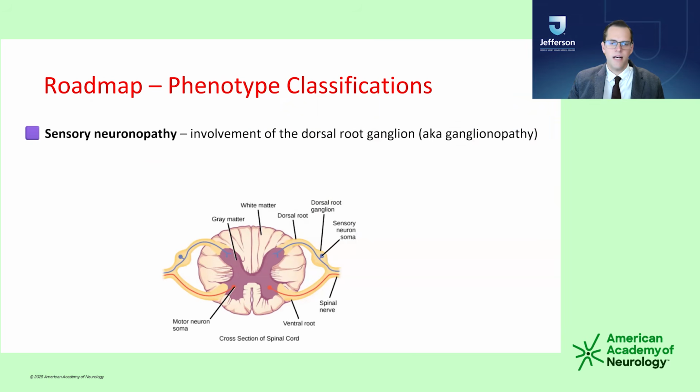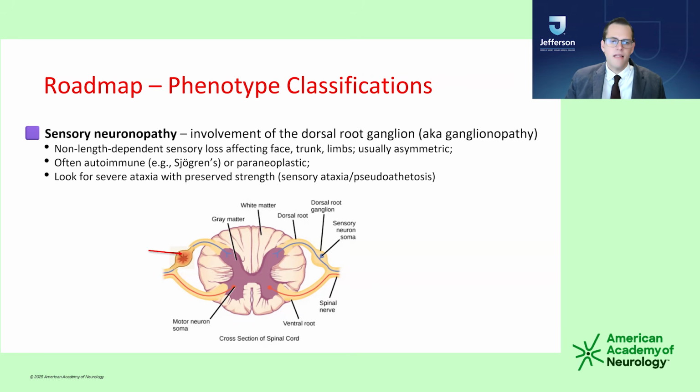Next is a sensory neuronopathy. It involves the dorsal root ganglion, also known as ganglionopathy. It's usually non-length-dependent sensory loss affecting face, trunk, and limbs, and usually is asymmetric. Often autoimmune, such as Sjogren's, or a paraneoplastic cause. On exam, you're going to look for a severe ataxia with preserved strength, such as sensory ataxia and pseudoathetosis. Another board favorite for potential cause is vitamin B6 excess.